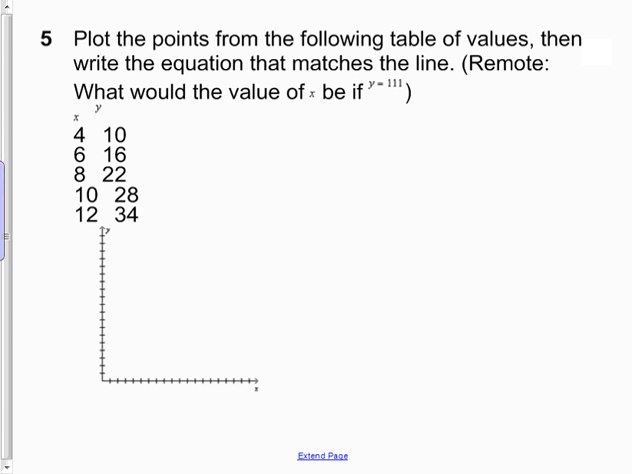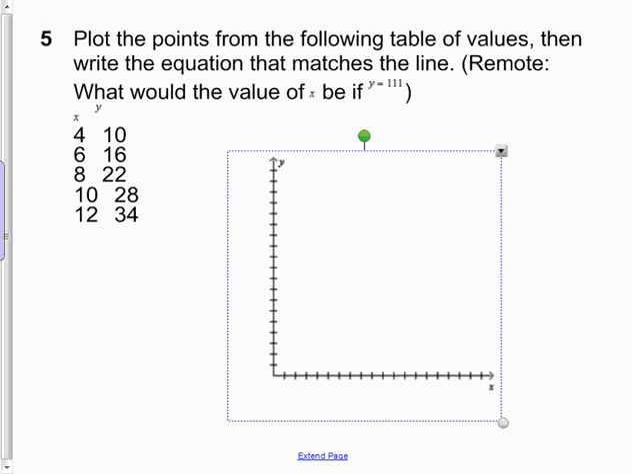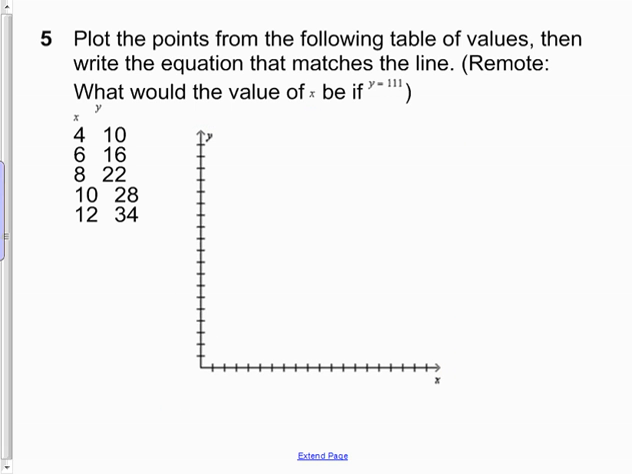Question 5 says plot the points from the following table of values, then write the equation that matches the line. All right, so let's look at our table of values. Here we're given a table of values, and the expectation is you should be able to create a graph, and you should be able to figure out the equation. So first thing I'm going to do is look at my graph, and this is my x-axis here. My x-axis goes from 4 all the way to 12. So I have probably about 20 spaces here. So I'm just going to make each of these 2.